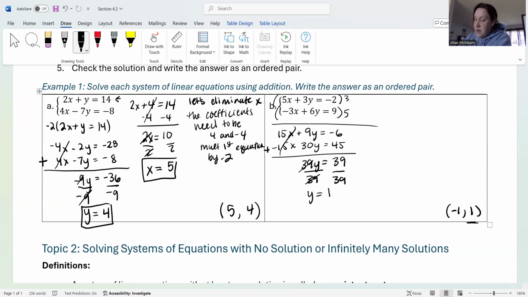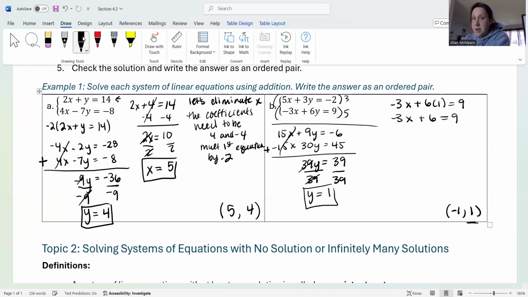Now let's take this value for y, plug it into either original equation, and solve for x. So it doesn't matter which equation. Let's say for fun this time we plug it into the second equation. So I get negative 3x plus 6y, where y is 1. That all equals 9. So I get negative 3x plus 6 equals 9.